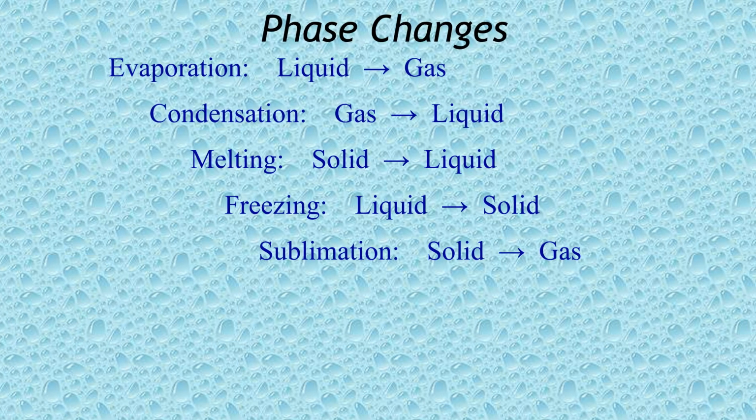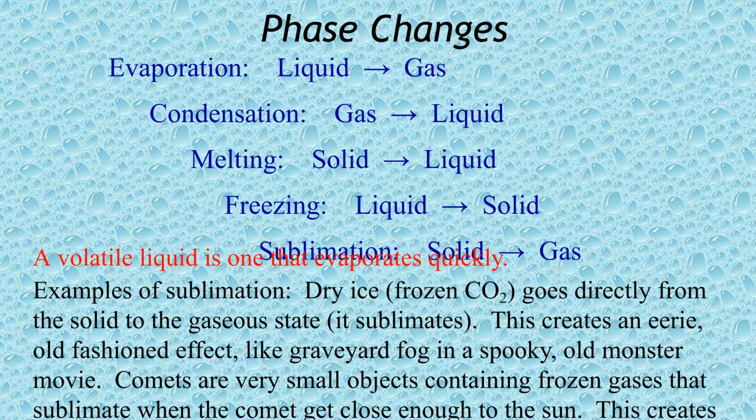Phase changes include evaporation, condensation, melting, freezing, and sublimation. A volatile liquid, like water, evaporates quickly. Sublimation is the direct change from solid to gas, as seen with dry ice or with comets near the sun.